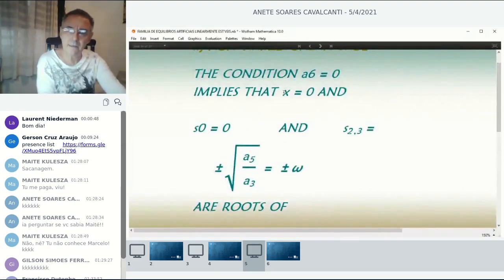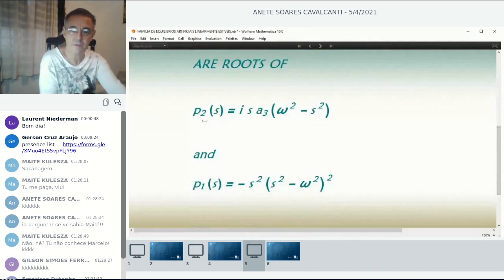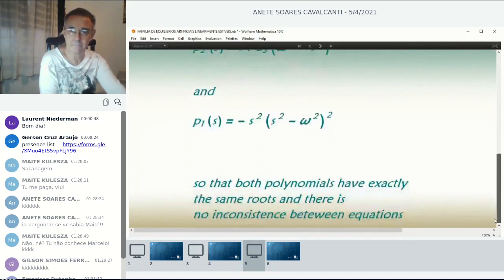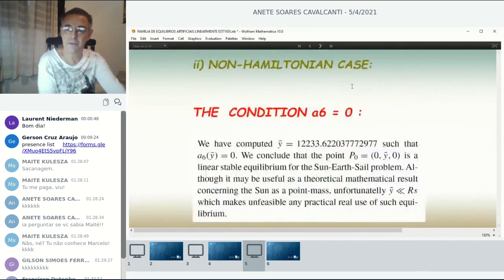Oh, I think this is not correct here. But what it implies is that s0 equals to 0, and s2 and s3 given by plus or minus the square root of A5 and A3, which coincides with plus or minus the angular velocity, are roots of both the polynomials P2 and P1. So both of these polynomials have exactly the same root, and there is no inconsistency between the equations.